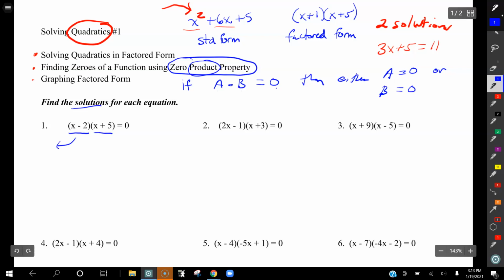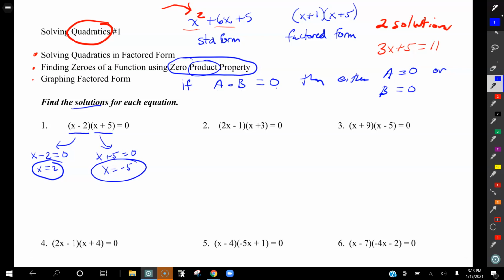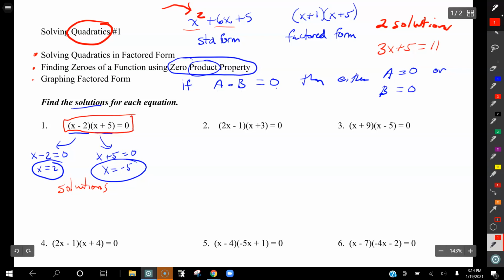So I'm going to set these up. The first one: when is x minus 2 equal to 0? Well, that's 0 when x equals 2. And when is x plus 5 equal to 0? Well, that's going to be 0 when x equals negative 5. So what I just found, these 2 answers, are solutions to the equation, meaning if I plug them in up here, they make the equation true.